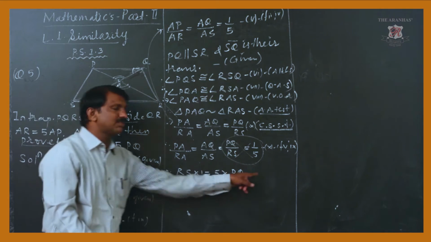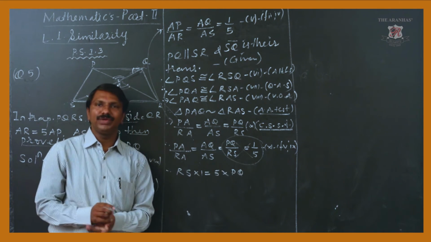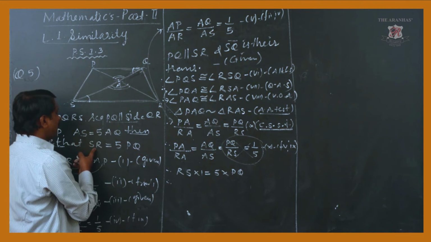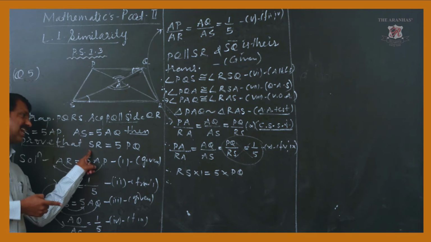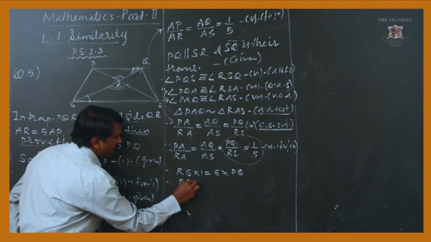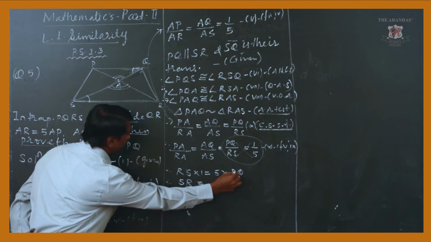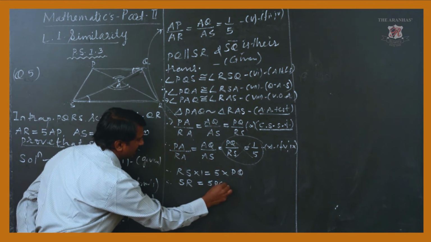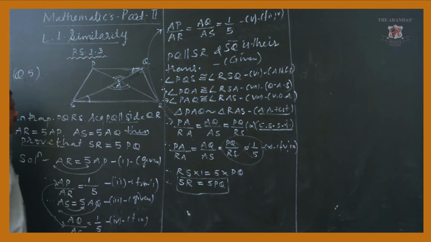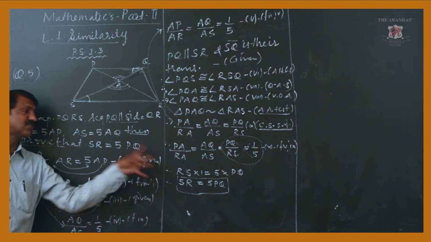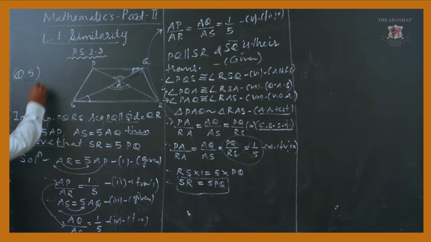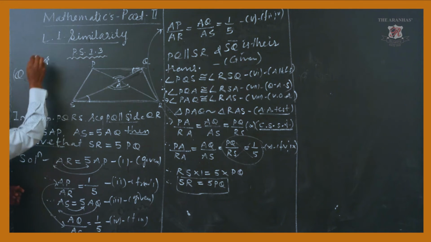By cross multiplication of the third ratio and its value, we simply multiply RS into 1. Now here we have to show SR, and here it is RS, so I'll adjust it: SR is equal to 5 into PQ, so obviously it is 5 times PQ, and this is what we had to prove. We had to prove segment SR is 5 times segment PQ. This example is very important.